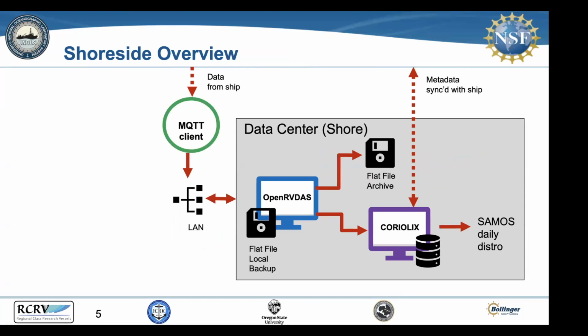So this is the shore side, which looks a little bit similar to the ship side. It's receiving the data messages. There's another OpenRVDAS sitting on the shore. There's another Coriolix instance sitting on the shore. Anybody who wants to access the data and look at real-time plots of the data on the ship is actually accessing a website on the shore. They are not touching the ship at all. And the only other new thing that happens on the shore side is that there is a daily distribution of data that goes out to SAMO so that they can do some quality control.